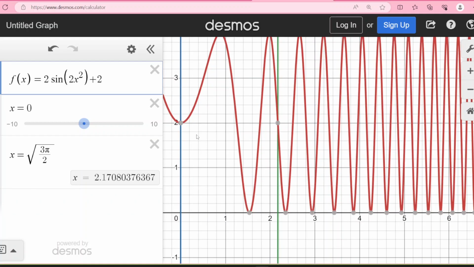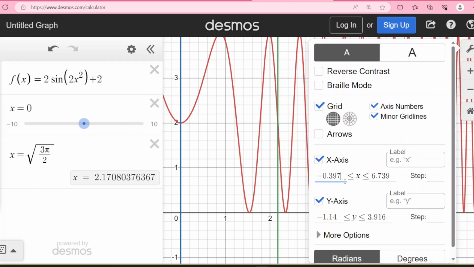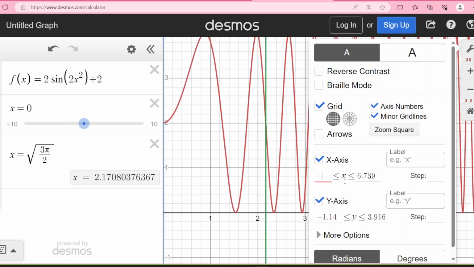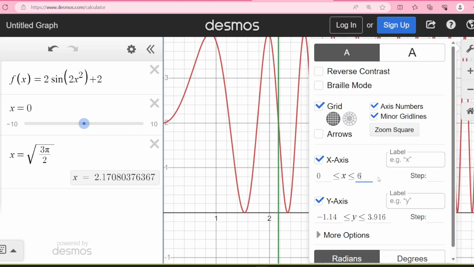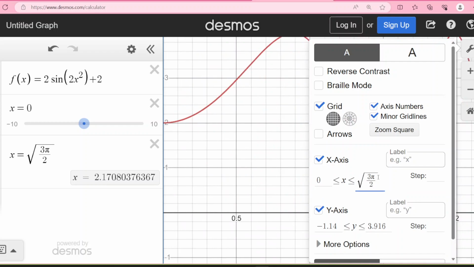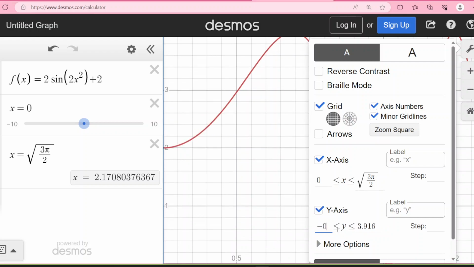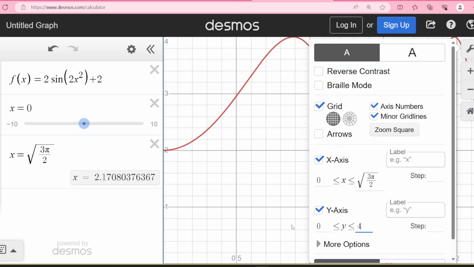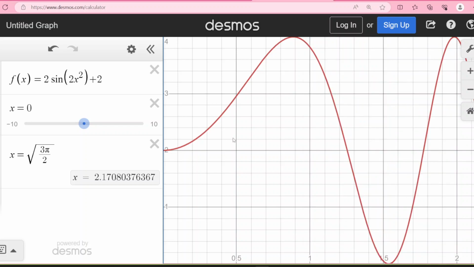So we're looking at this curve actually. Let me just set the x-axis to go from 0 to the square root of 3 pi over 2. The y-axis to go from 0 to 4, right? I said it's going to only go from 0 to 4. All right. So look at this. This is our graph. All right. This area under the curve, right? The curve is the thing on top.